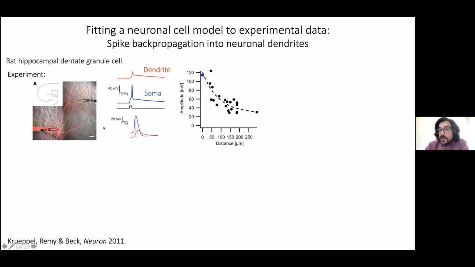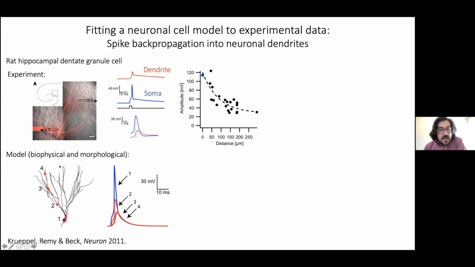I care about how neuronal dendrites process information. And so here's an experiment that was done in Heinz Beck's lab, where a recording was performed at the cell body of a neuron, and another recording was performed out in the dendrite of the cell. And so when a current injection into the soma evokes an action potential, you can measure the amplitude of that spike in the dendrite. So these spikes backpropagate into the dendrites. And if you do this many times in different neurons, recording from dendrites at different distances, you can see that there's some fall off in spike height with distance from the soma.